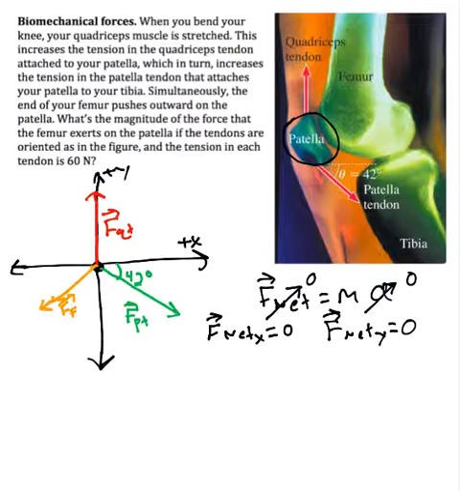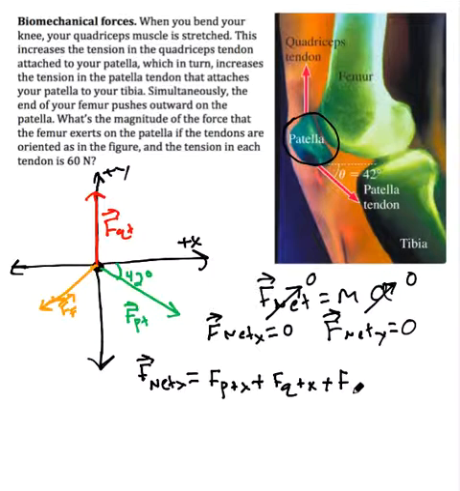So maybe we can set up some mathematical expressions for F net x and F net y that might help us solve for the x and y components of our femur force. So first we can do F net x, and that will be equal to the sum of all the forces in the x direction. So FPTx, FQTx, and F femur x.